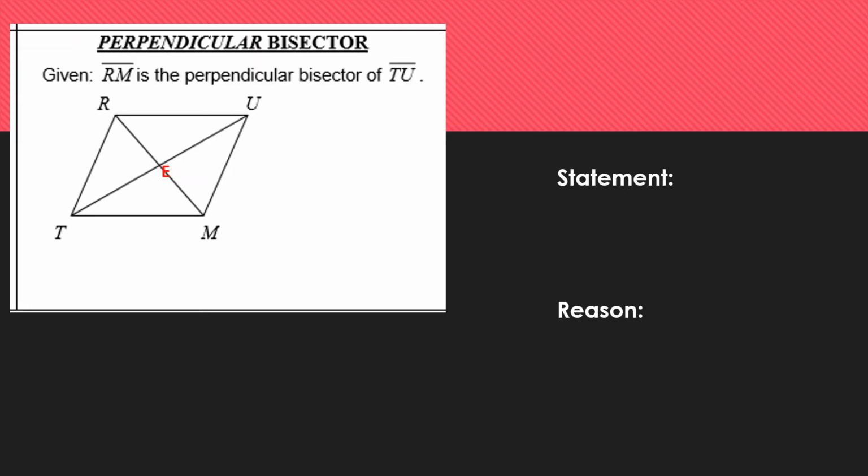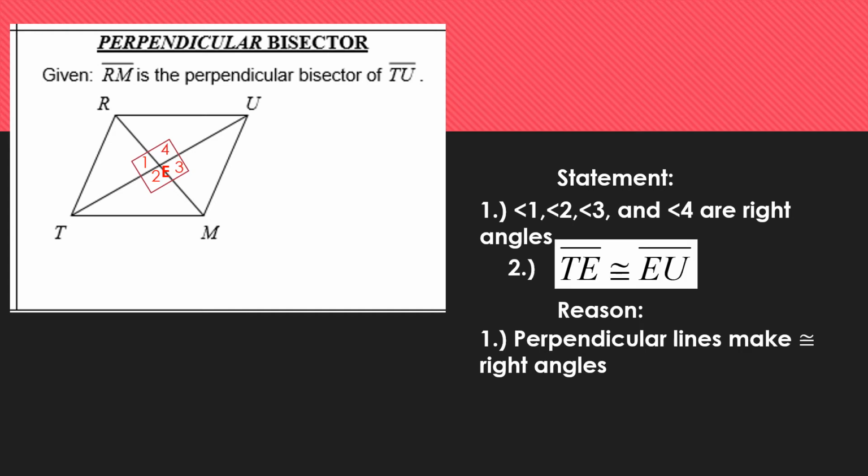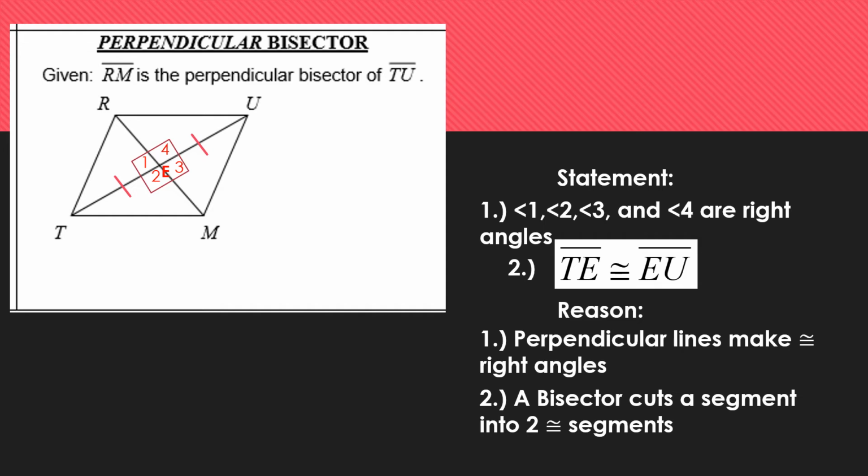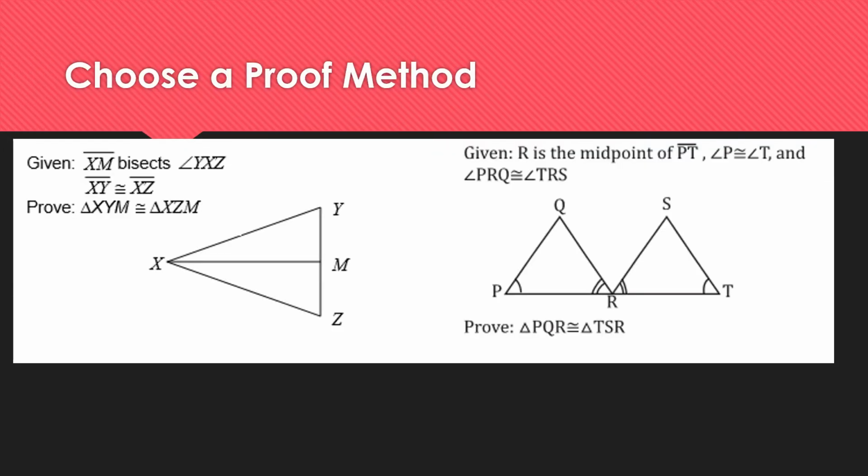A perpendicular bisector is going to give you two pieces of information. You have the perpendicular aspect, so you're going to get the right angles, but then you also have the bisector aspect, so a segment is being cut in half. So you can also say that you have segment TE and segment EU. So you can have angles and segments for that, and you want to label all of it. So that's how that works. So let's do a couple of these examples and choose a proof method.